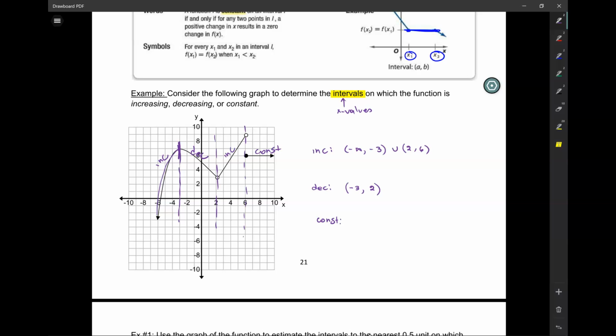Okay, I'll talk about that for a minute. And then where is it constant? From 6 to infinity. Okay.